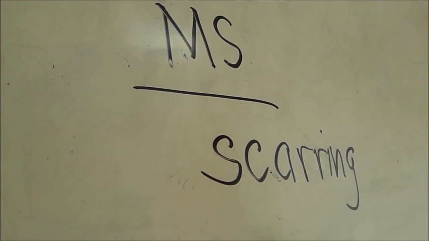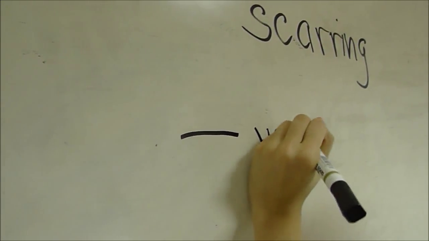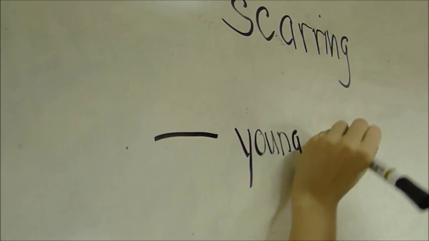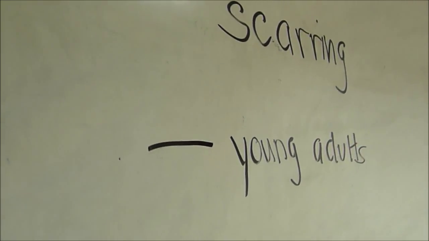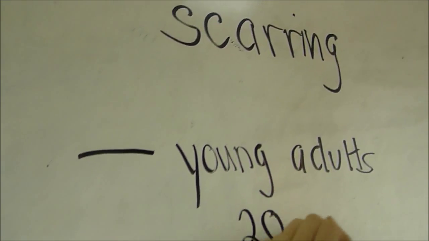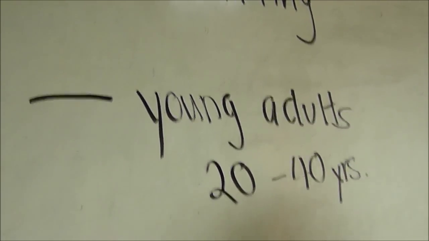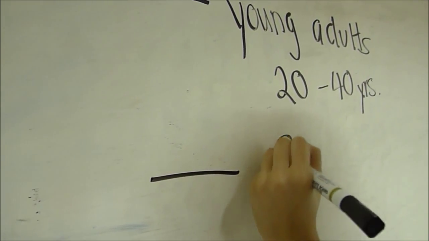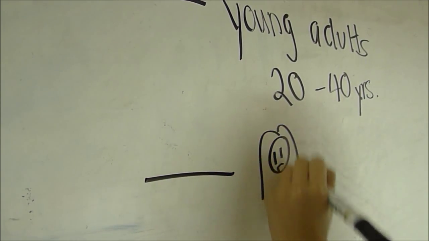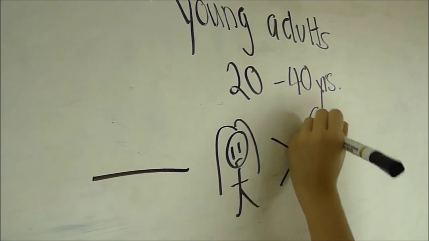So who is actually affected by multiple sclerosis? This usually occurs in young adults, with a peak of 20 to 40 years old. Which gender is more common? It's more common in females than in males.